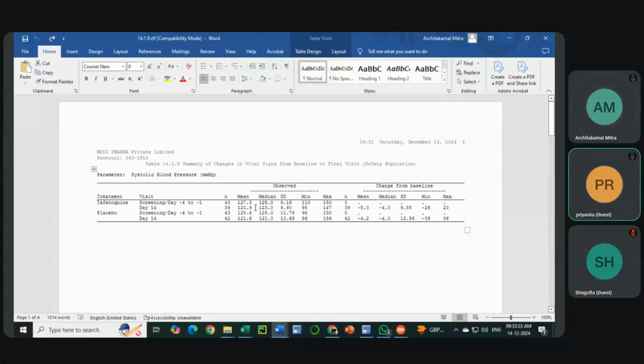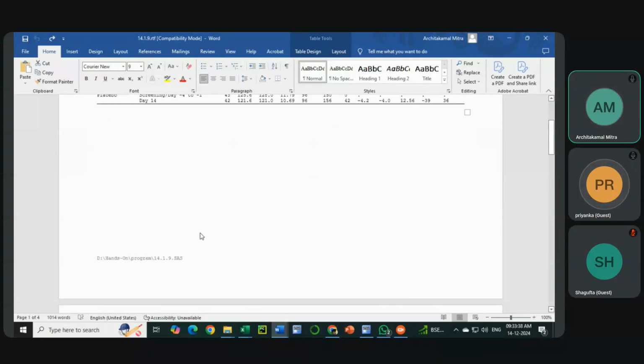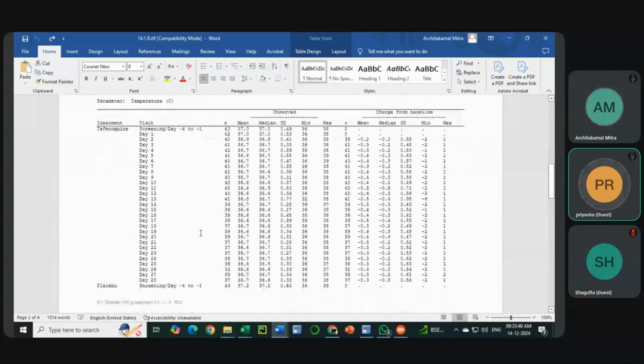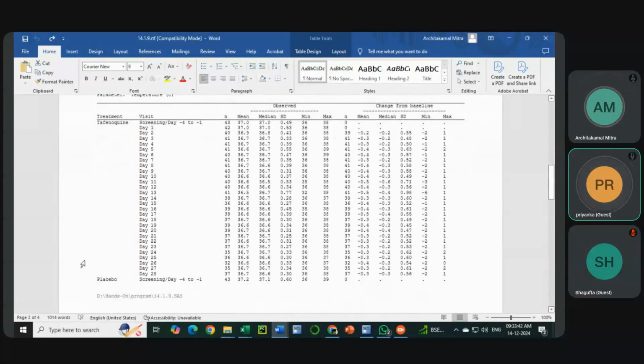Only one question, Arjit. So this is the last day data, or day 1 to day 14 data? No, just day 14 data. Just only day 14 data, because next one you see. Oh, okay, yeah. Got it? Yeah.